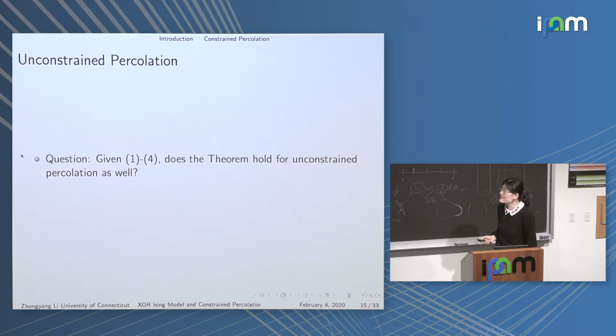So we prove this result for the constrained percolation. Then a natural question to ask is how about the unconstrained case? If we have a probability measure satisfying all those conditions, like translation invariance, ergodicity, and symmetry under interchanging of 0s and 1s, is it true that the theorem holds for unconstrained percolation as well? That means, can we prove that almost surely it's not possible that there exists a unique infinite 1 cluster? The answer is no.